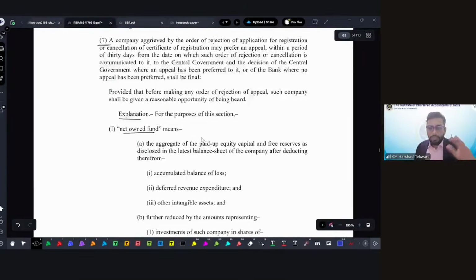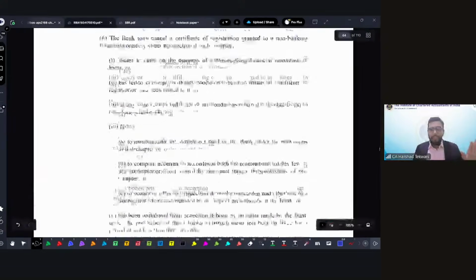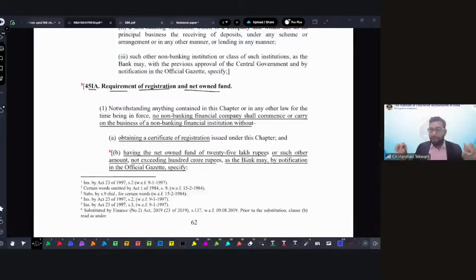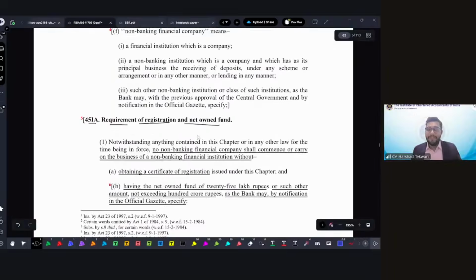Okay. So, I'll come to the definition and we will discuss it. But based on this definition, if your net owned funds are within the limit that is given by the RBI, okay, and if you obtain a certificate of registration, then only you can carry on and commence the business of a non-banking financial institution. Business of NBFC. Now, what is the business of NBFC?